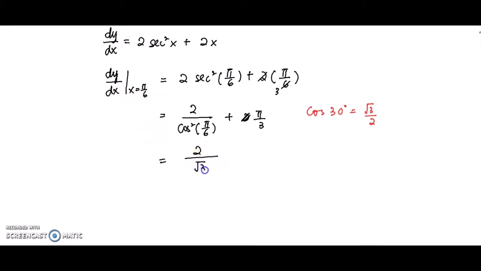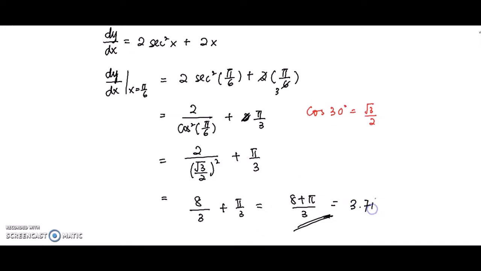This is your square root of 3 over 2, squared, plus pi over 3. Then you simplify this. You will have a 4, because 2 squared is 4. 4 bring up, you have 8 over 3 plus pi over 3. Finally, you have 8 plus pi over 3. You might leave your answer in a decimal number, which is 3.71. Remember, your answer must be in at least 3 significant figures.